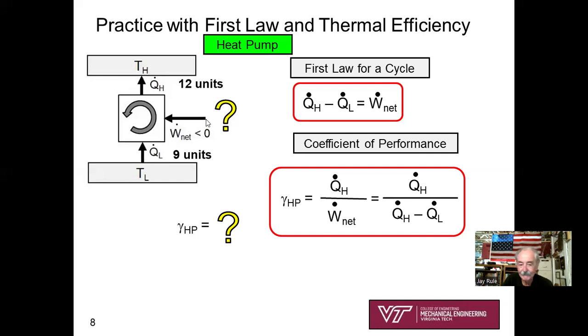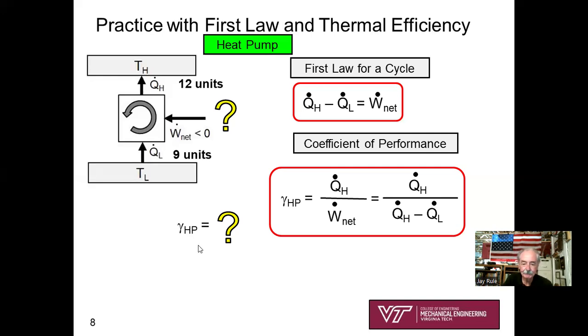So I've got 9 here, 3. So W dot net is 3. Just like that, a familiar sounding example problem, isn't it? Got 12 going up here, 3 and 9. What is the coefficient of performance for the heat pump? Energy sought over the energy that costs. It's going to be 12 over 3. The coefficient of performance for our heat pump is 4.